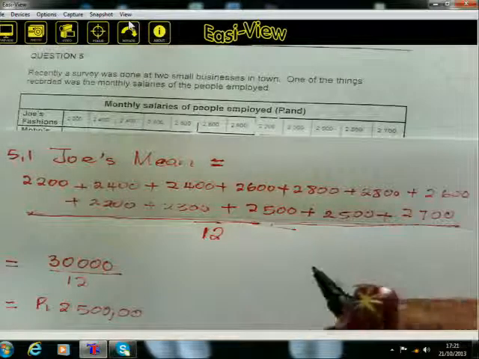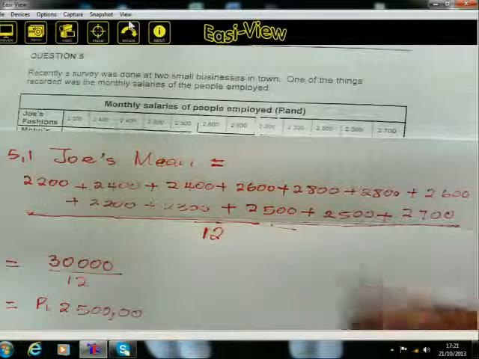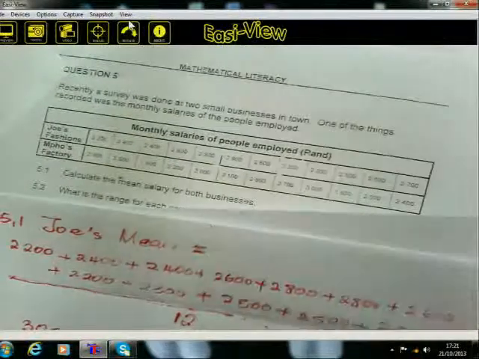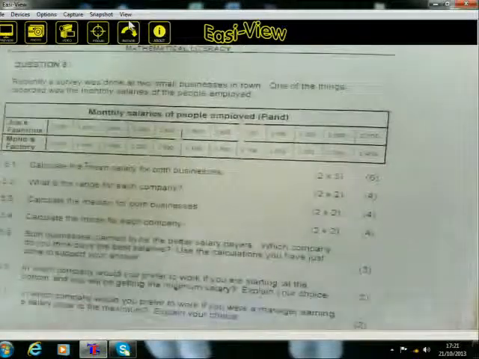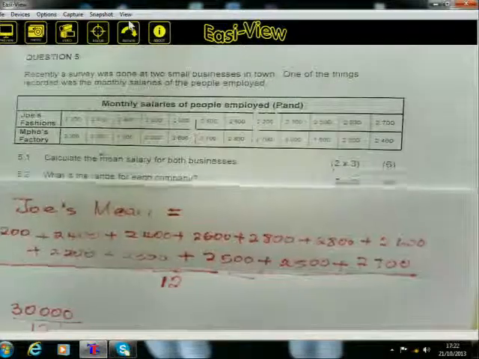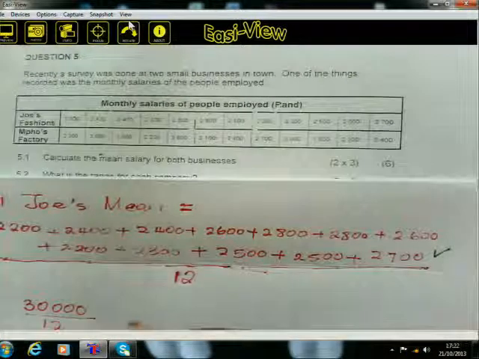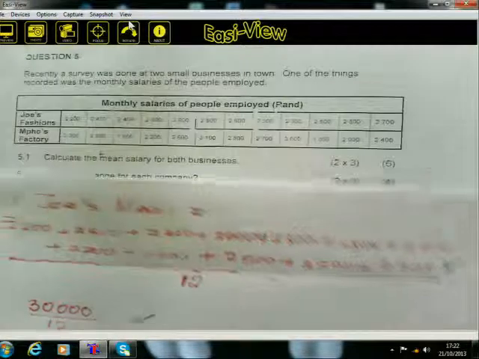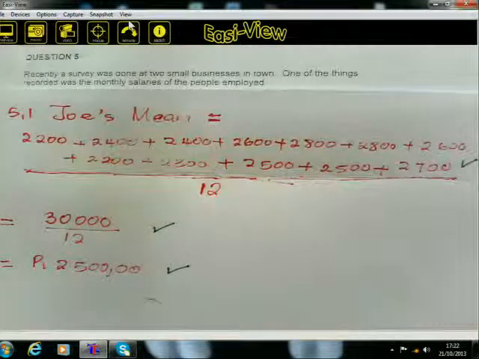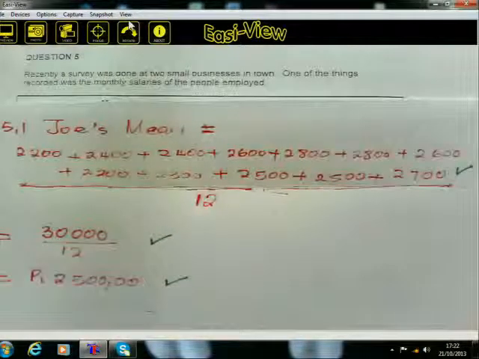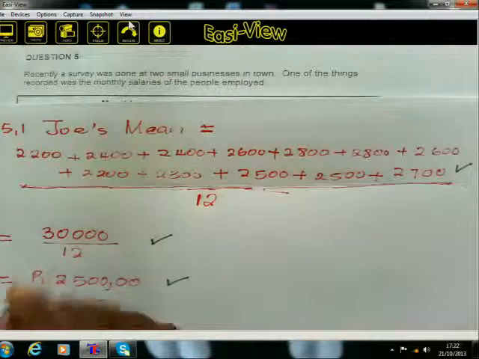How are you going to allocate the marks? Remember, all was 6 marks, meaning that you had to calculate Joe's mean and Mpho's mean. As you can see there, the question and the marks allocated for that. So here it will be a mark there, a mark here, and a mark for your answer, which is 2,500.